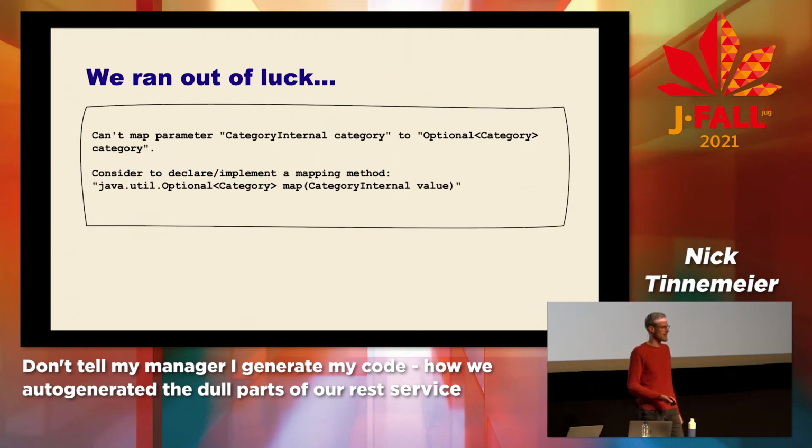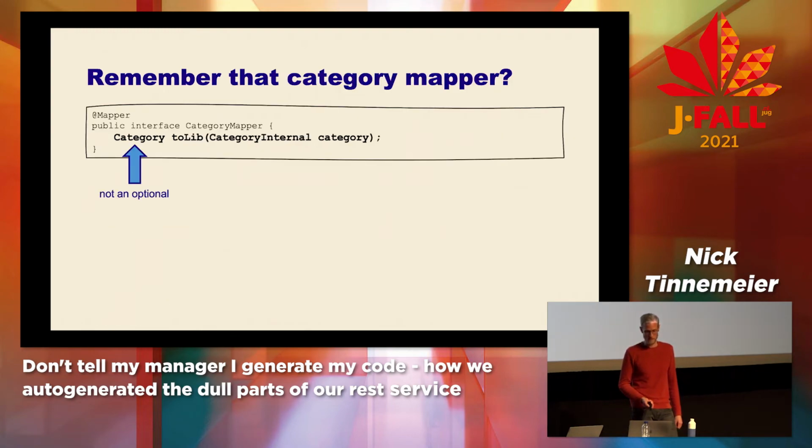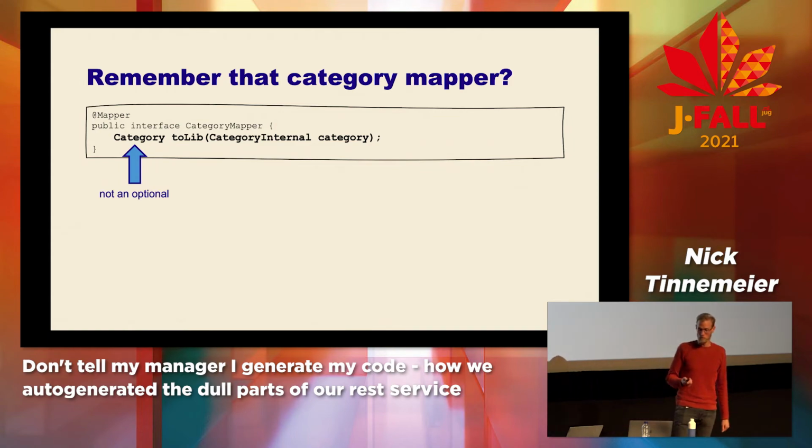Well, we kind of ran out of luck here, because this is MapStruct gently telling us that we're doing it all wrong. But luckily, it also gives a hint on what is missing and how to fix it, and that's pretty helpful. But first, let's see what the problem actually is. So remember the category mapper I just showed you a few slides back? Yeah. So the problem is that this is not an optional, so MapStruct cannot figure out how to reuse this method it just auto-generated.